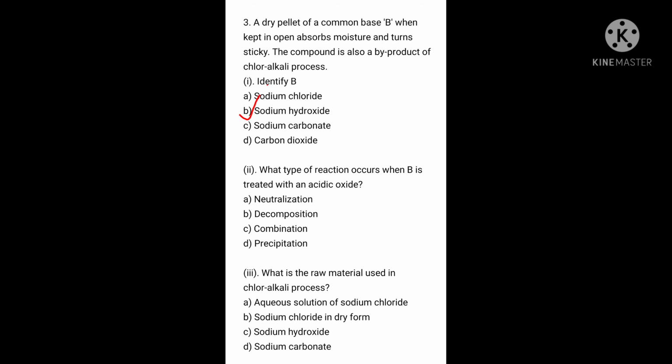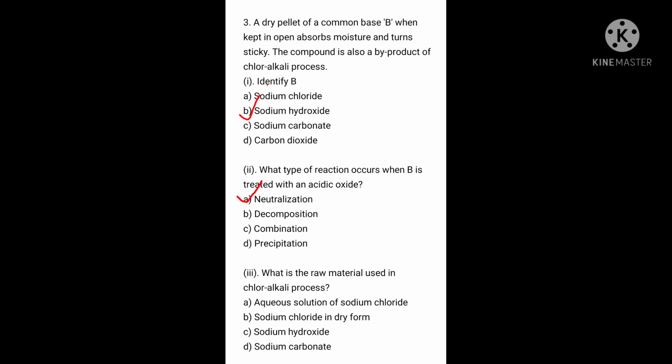Second question, what type of reaction occurs when B is treated with an acidic oxide? A, neutralization, B, decomposition, C, combination, D, precipitation. Correct option is option A, neutralization. B is a base, and when it is treated with an acidic oxide, neutralization takes place.